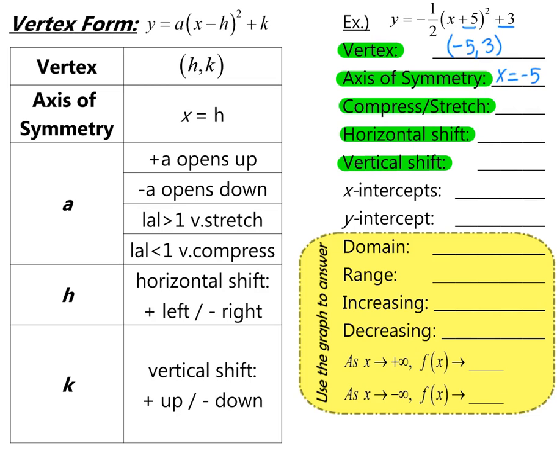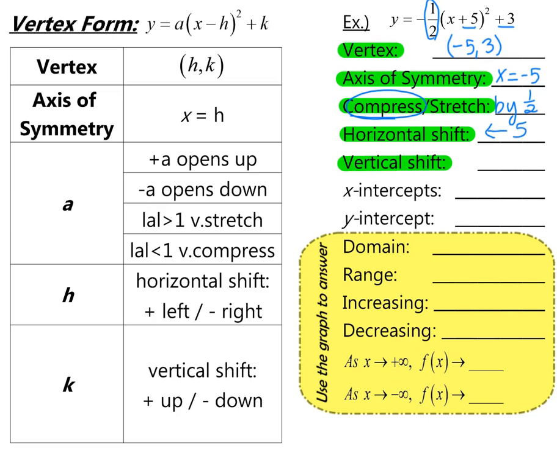The compression or the stretch is based on our a. So we ignore the negative, and we're just going to look at the number 1/2. Because 1/2 is smaller than 1, we are going to have a compression by 1/2. Our horizontal shift is based on the number inside the parentheses following the x, and again it's opposite. Also, the x-coordinate of our vertex, which means we're going to go to the left 5 units.